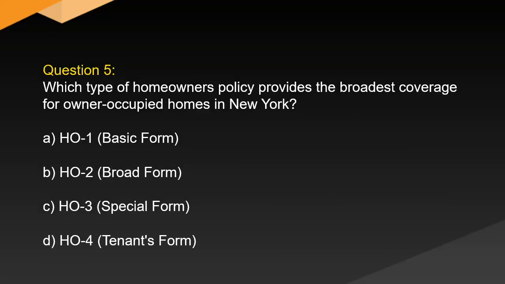Question 5. Which type of homeowner's policy provides the broadest coverage for owner-occupied homes in New York? A. HO-1 Basic Form. B. HO-2 Broad Form. C. HO-3 Special Form. D. HO-4 Contents Broad Form for tenants.